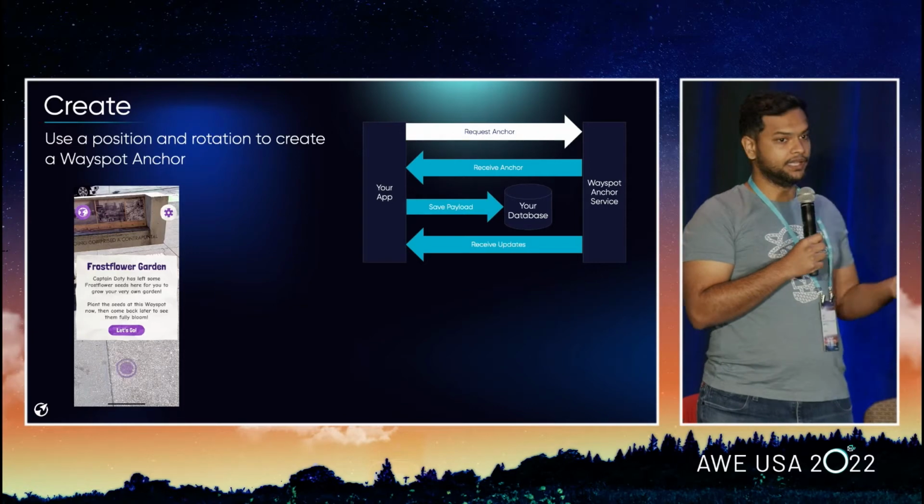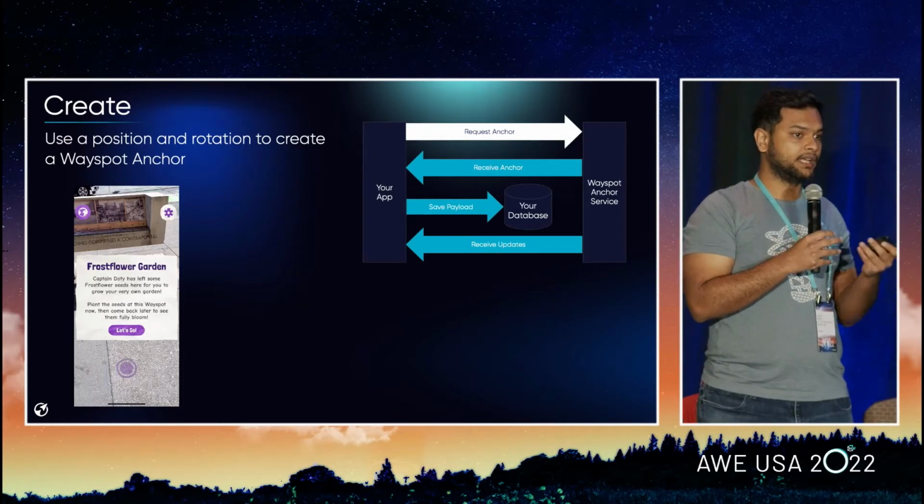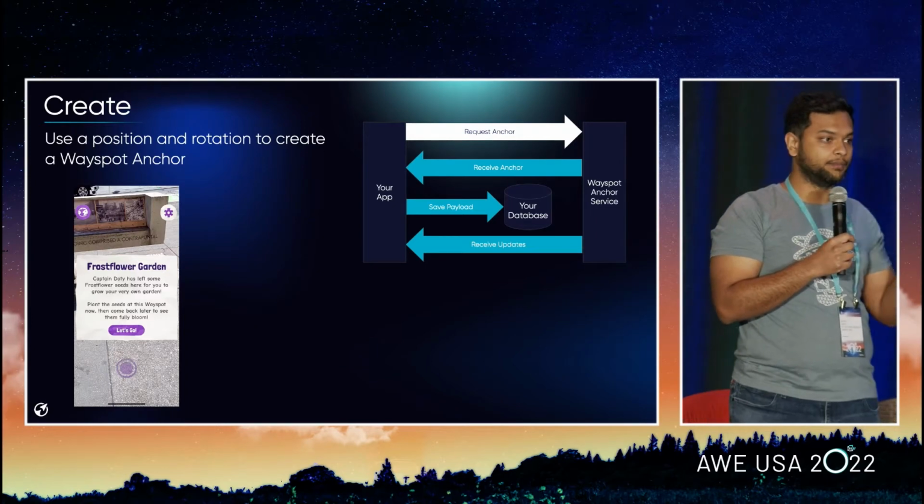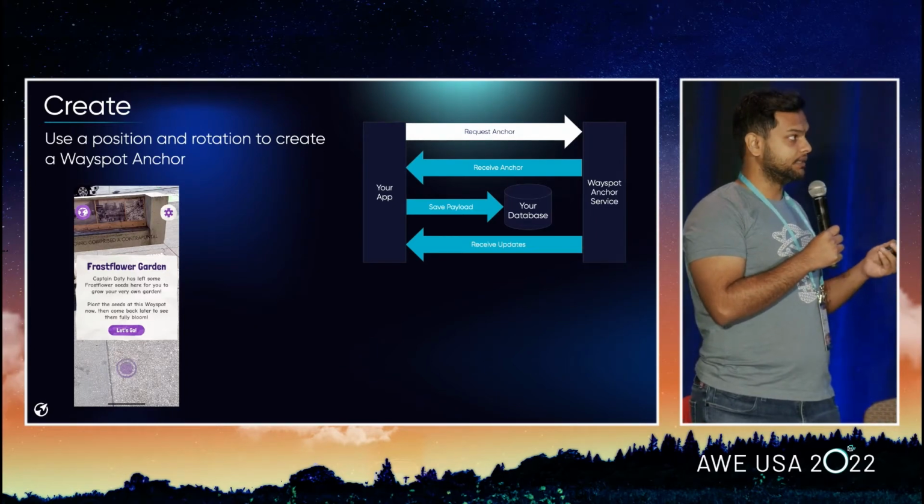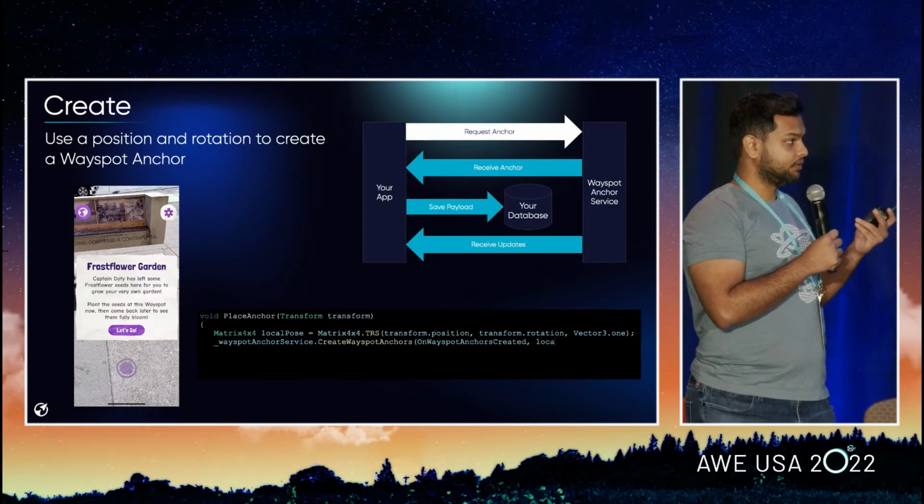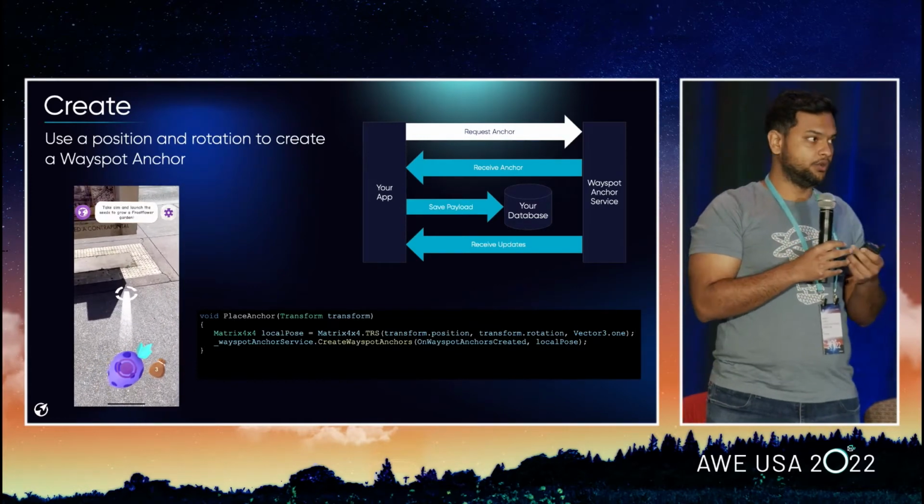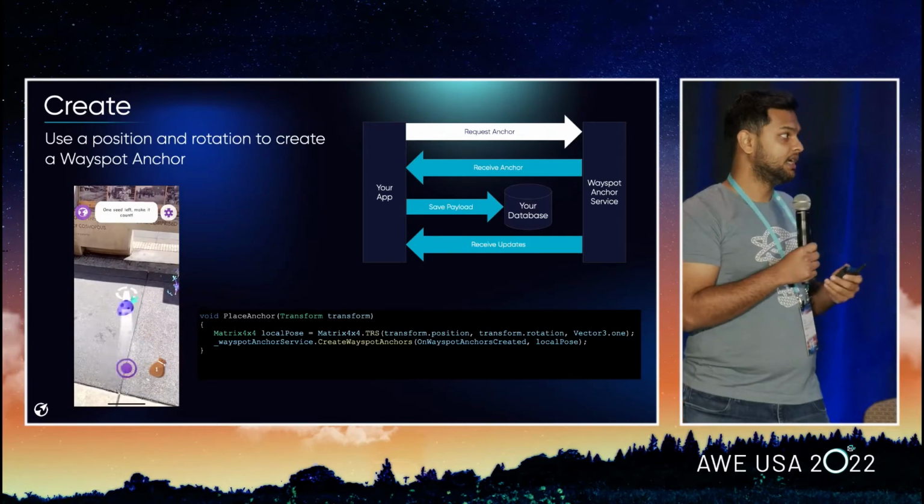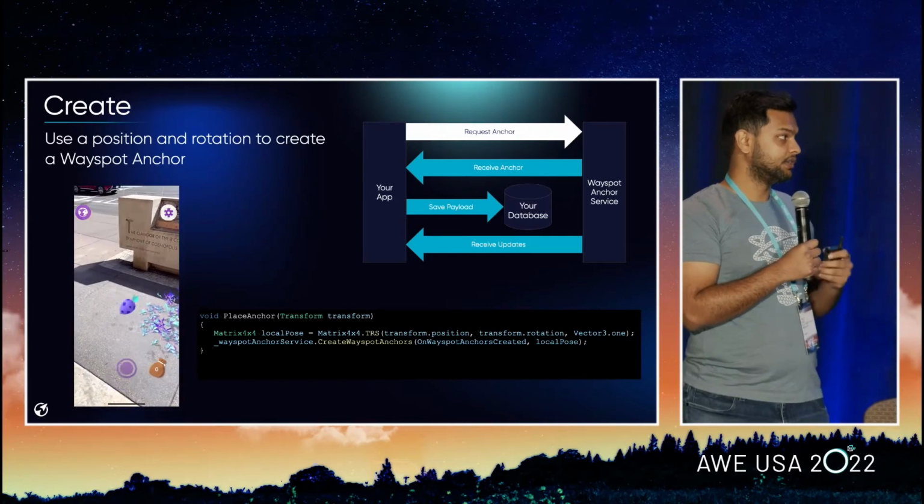The first step is to take a Unity game object and figure out the local pose of that object so that you can then persist that object in the real world. To do this, you could use a hit test with a plane or any other technique that you choose to get the pose of that object.